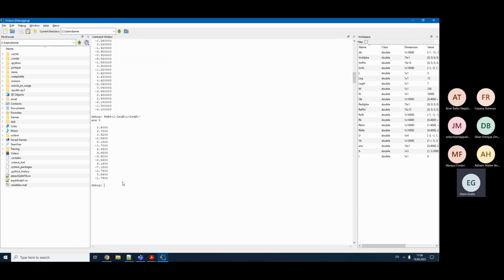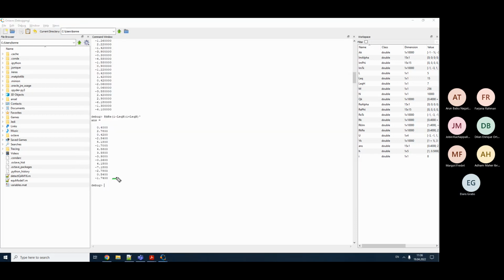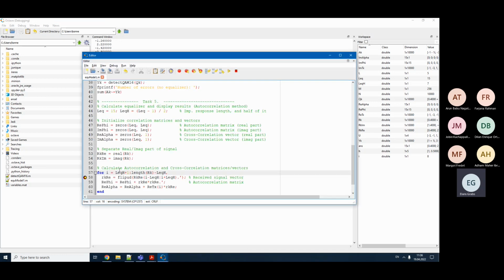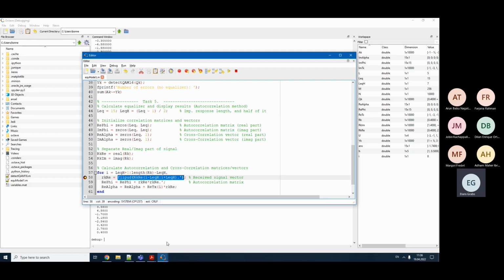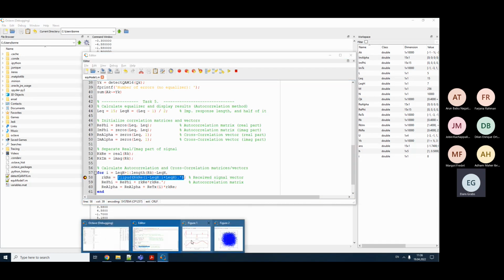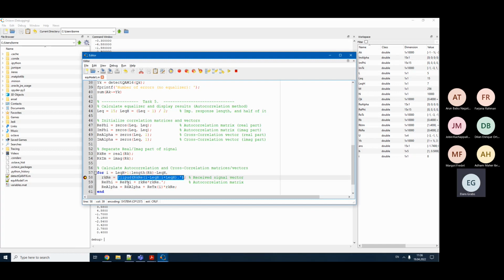So what we are doing next is flipping them. So this is going to be first, this is going to be last. That is done using the flip upside down function. Now we have flipped it, and what we do with that is that this is going to be basically this variable. Now, what we make from this is an autocorrelation matrix.